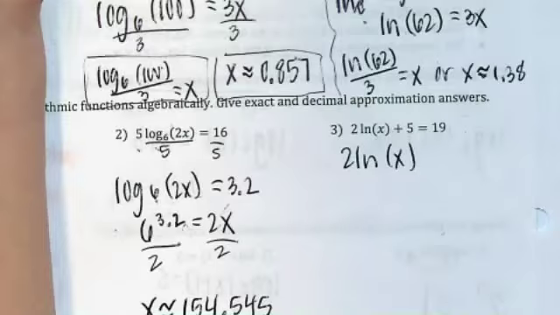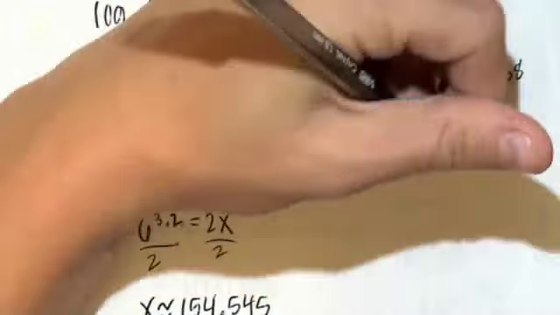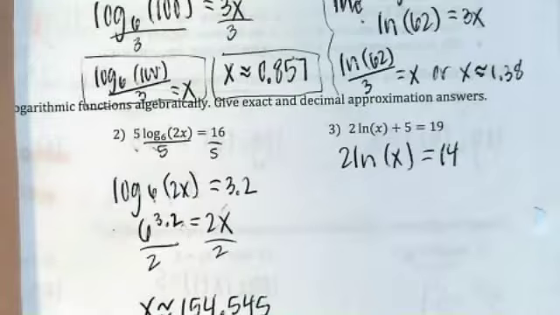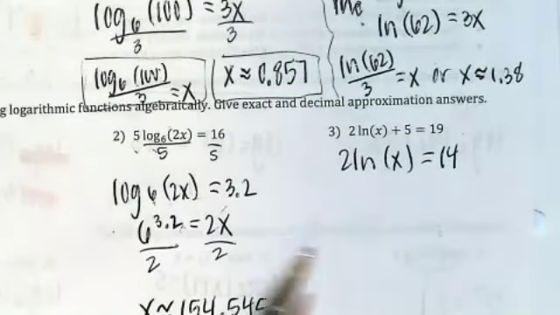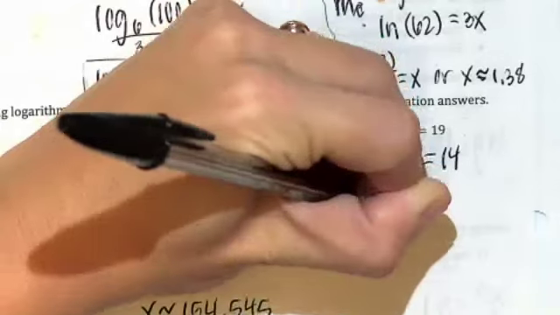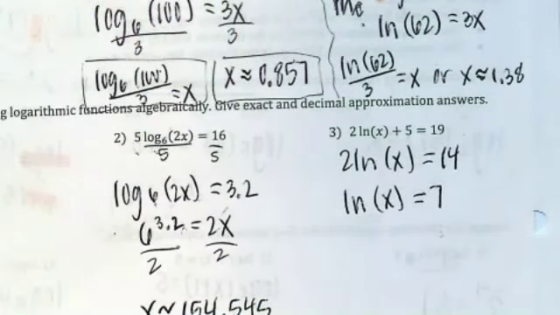So I've got natural log of x. I need to move the 5 and the 2. I'm going to move this 5 first. When I move the 5 to the other side, I'm going to subtract it and get 14. Then I'm going to divide this 2. 14 divided by 2 is 7.